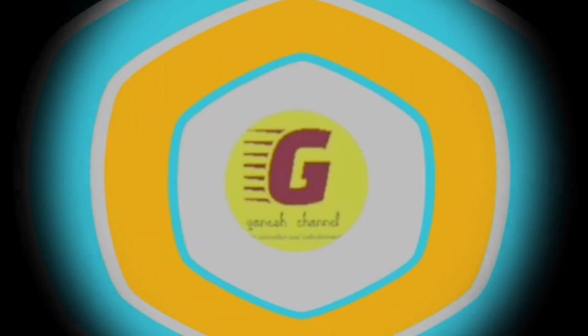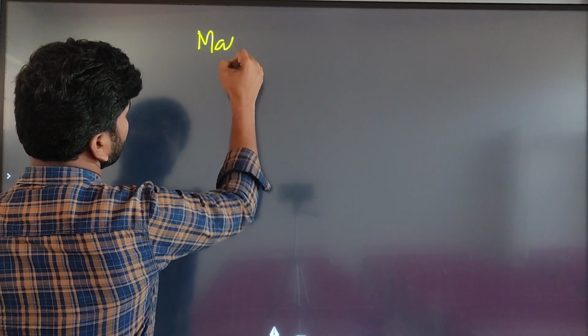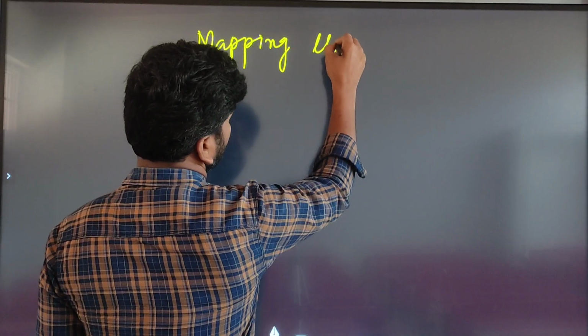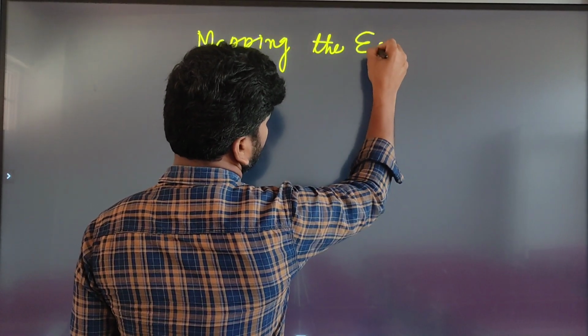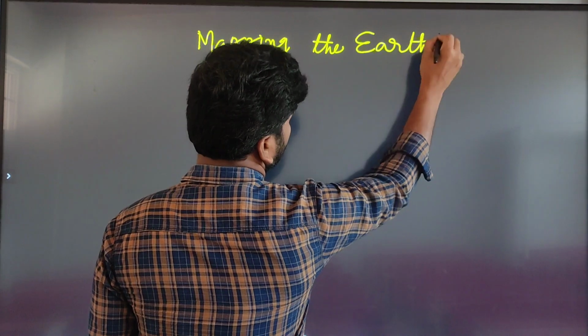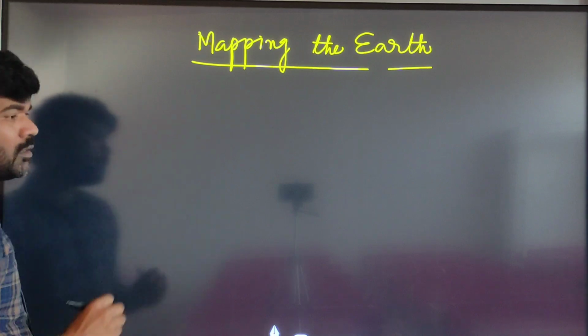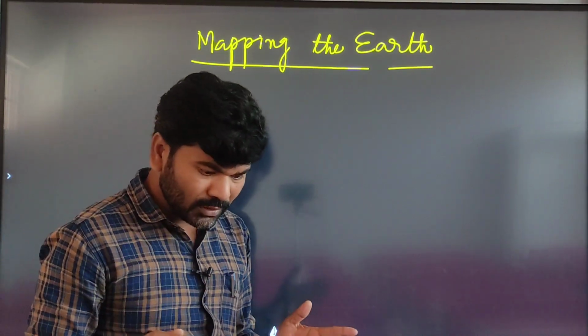In the continuous series of videos, this is the third part of the lesson, locating the places on the earth. In this video, we will discuss mapping the earth. So to map the earth or to measure the earth, it's not easy.